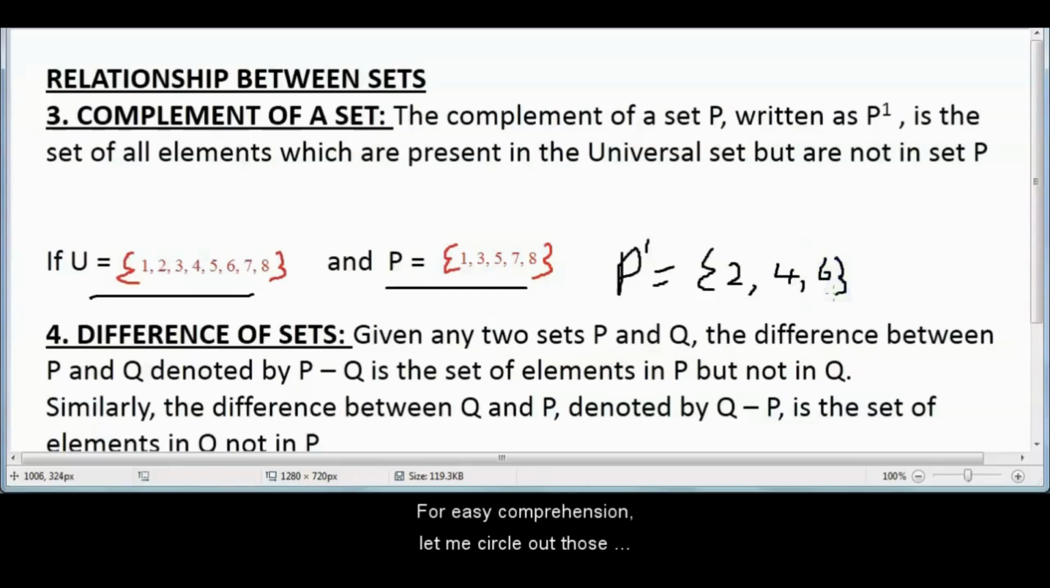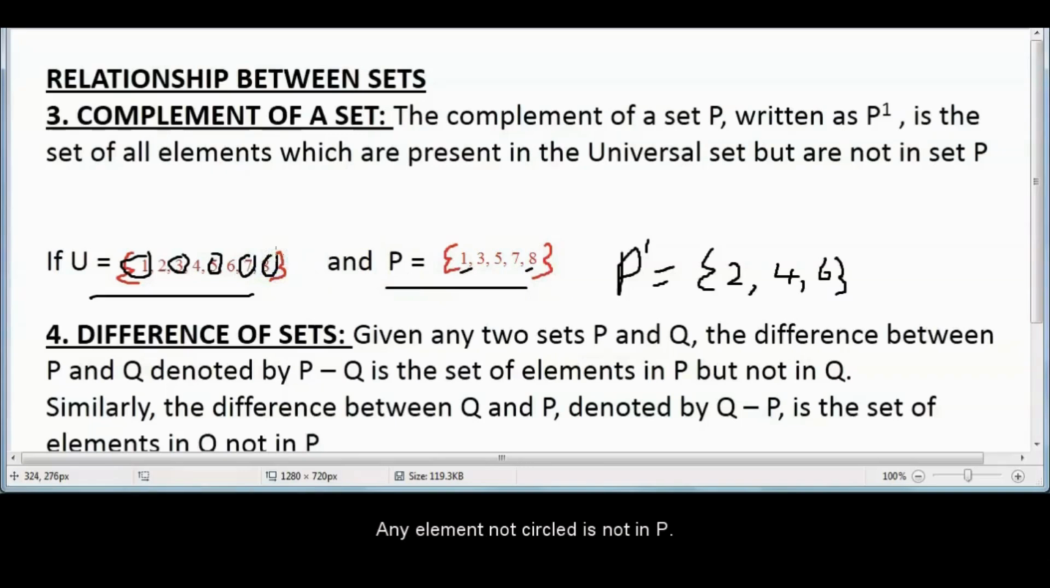For easy comprehension, let me cycle out those elements that are in P in the universal set. P is 1, so we have 1, 3, 5, 7, 8. These are all elements of P. Any element not cycled is not in P. What are these elements? 2, 4, and 6. We are right.